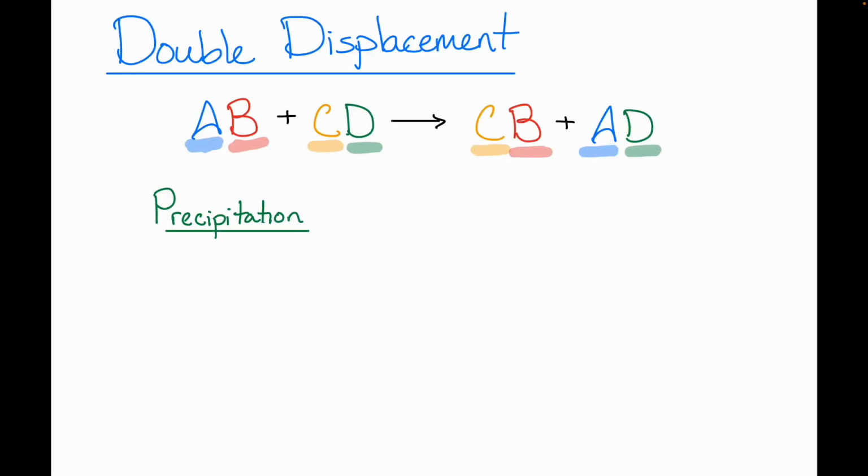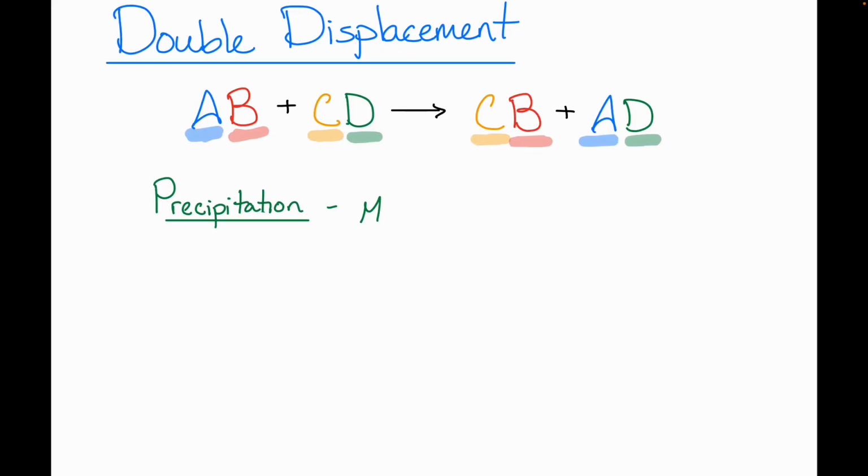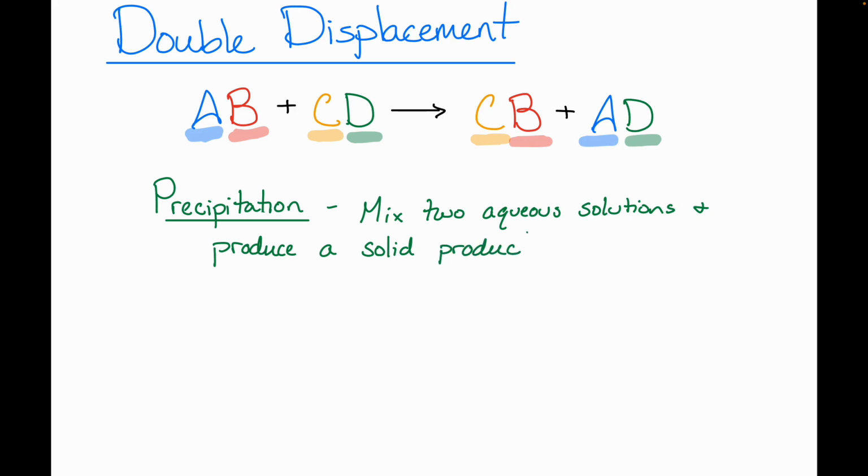Reset this. Okay. These precipitation reactions, these are when we mix two aqueous solutions and we produce a solid product. We took a look at these reactions before, but I gave you that full chemical equation and all you had to do was balance it. Now we're going to work on predicting the products of these precipitation reactions.